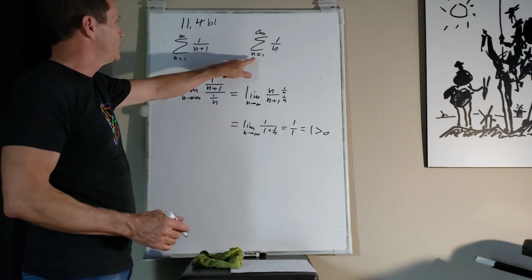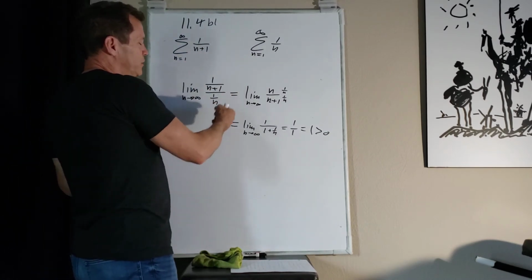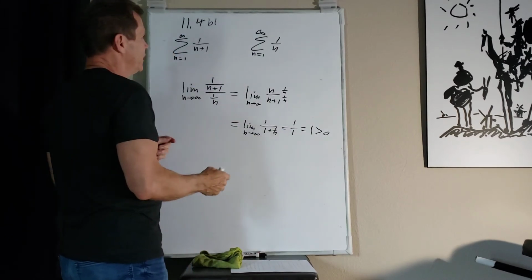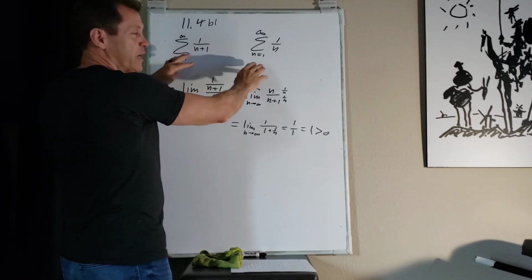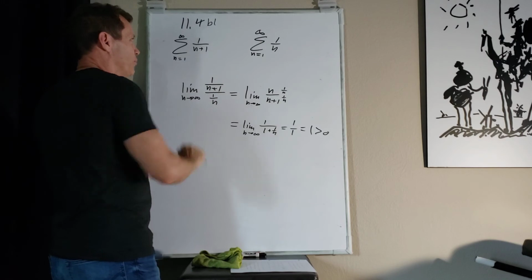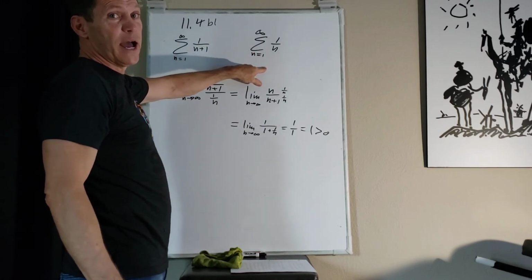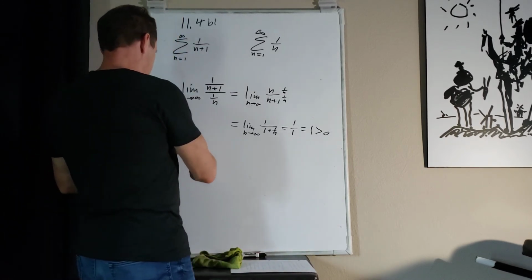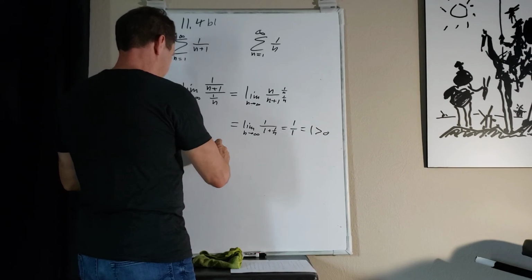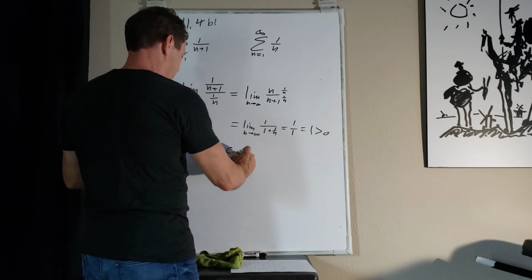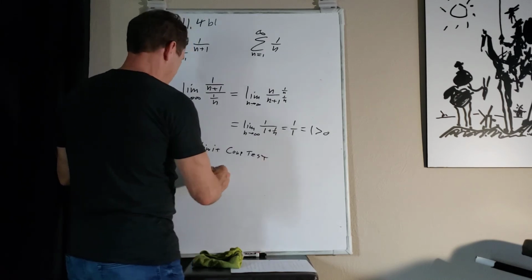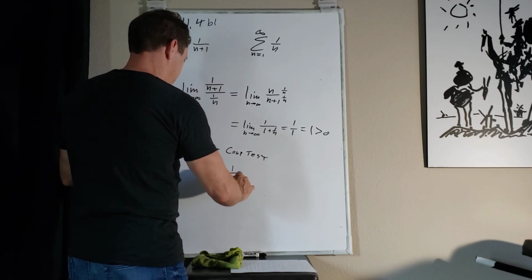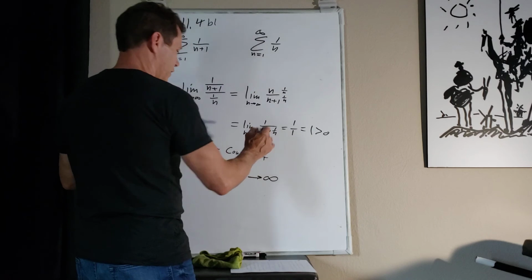So since the limit of dividing the two sequences went to a number, that says that the series, when you add them up, act the same way. Whatever this one does, this one has to do the same thing. Now I do know something about this one: it's going to blow up, therefore this one is going to blow up. So by the limit comparison test, the summation from n equals 1 to infinity of 1 over n plus 1 diverges to infinity.